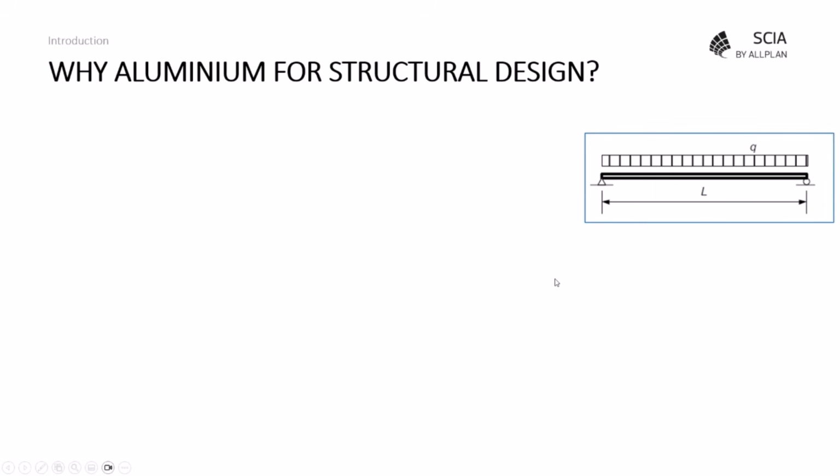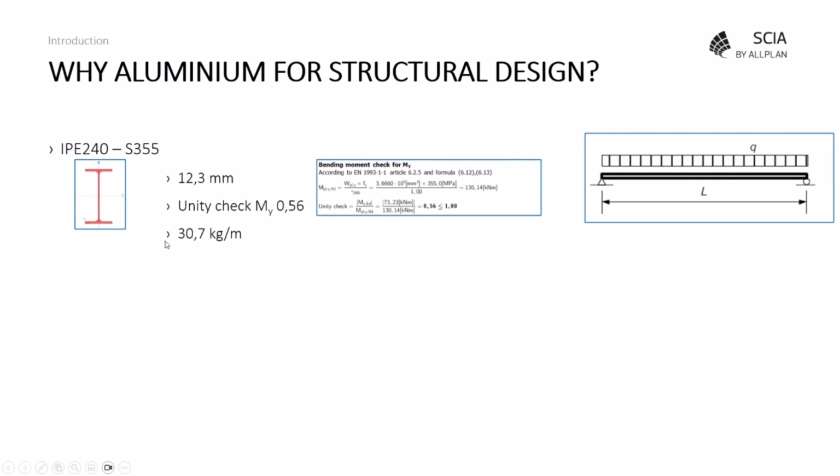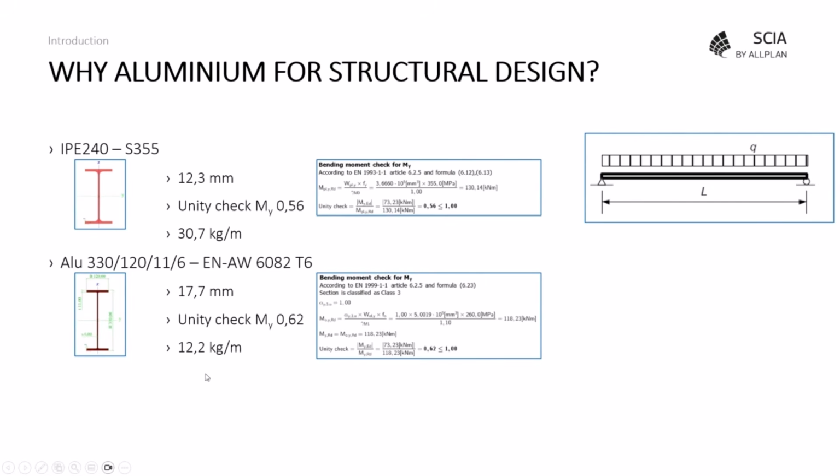Let's have a look at an example of a simple supported beam. When using an IPE 240 cross-section of steel quality S355, we can obtain a deflection of around 12.3 millimeters, a unity check for bending about the strong axis of 0.56, and a weight of around 31 kilogram per meter. When we take an aluminium section, which leads to a similar unity check, our weight has dropped to 12.2 kilogram per meter, but the deflection is a bit higher than for the steel section.